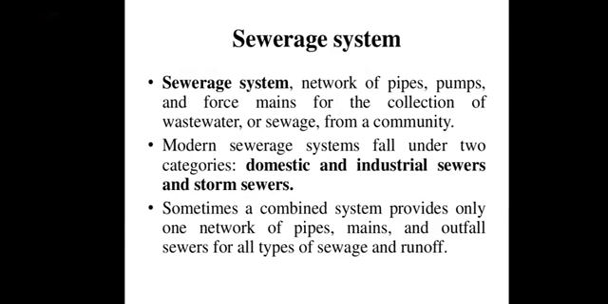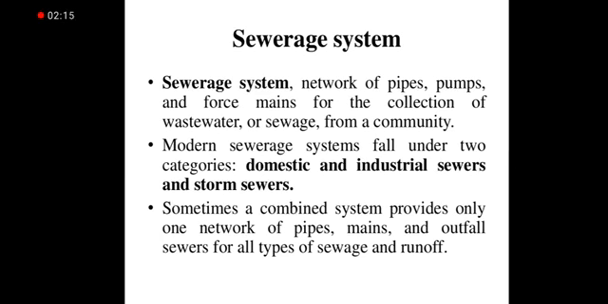Next is the sewerage system. The sewerage system is nothing but a network of pipes, pumps and force mains for the collection of wastewater or sewage from a community. Modern sewage systems fall under two categories: domestic and industrial sewer, and storm sewer. It means we provide different kinds of sewer pipes: domestic sewer lines, industrial sewer lines and storm sewer lines. Storm is nothing but a rainwater sewer line.